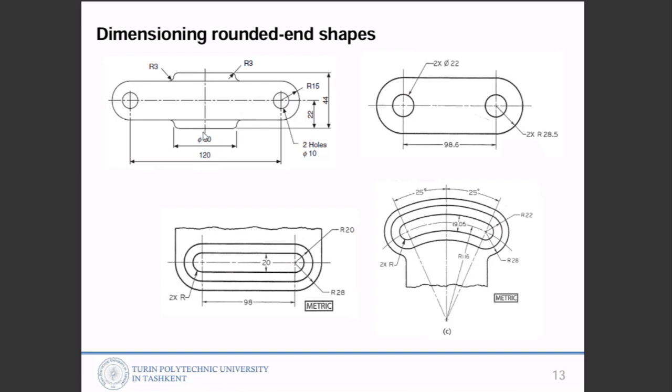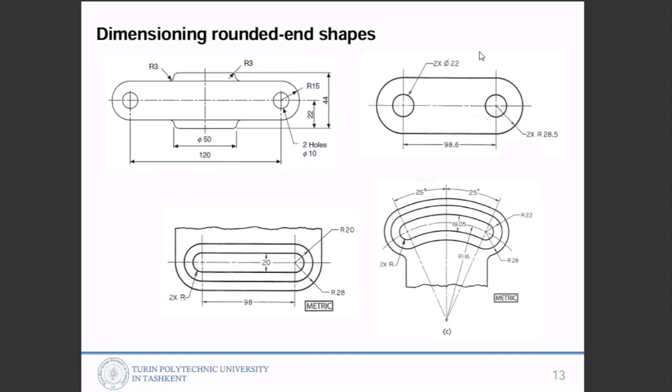We have a symmetry center line, and the hole is also shown this way with a legend. It's written 2 holes, diameter 10. So the other hole you can keep without anything, because you already mentioned that there are 2 holes. So the 2 holes have the same dimension, 10 millimeter diameter. R3 means there is a fillet, there is another fillet R3, and so on.